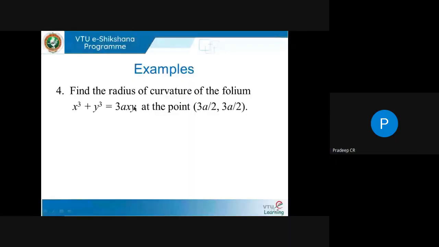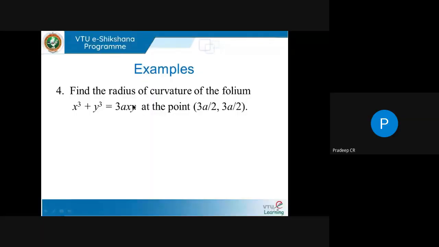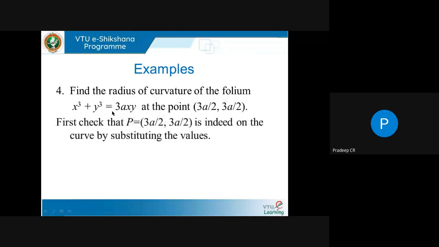So at this point, the thing to verify is whether this point is actually on this curve. How do I check that? You put x equal to 3a/2, so (3a/2)³. y³ is also (3a/2)³. So (3a/2)³ is 27a³/8. 27a³/8 plus 27a³/8 is 27a³/4. On the other side also you'll get the same thing, because at x = 3a/2, y = 3a/2, 3a·(3a/2)·(3a/2) gives 27a³/4. That's what you get this side also. So this point is indeed on this curve.